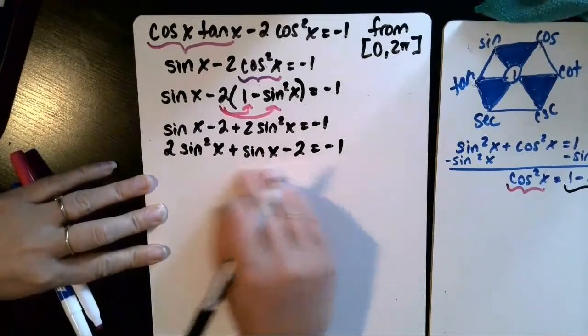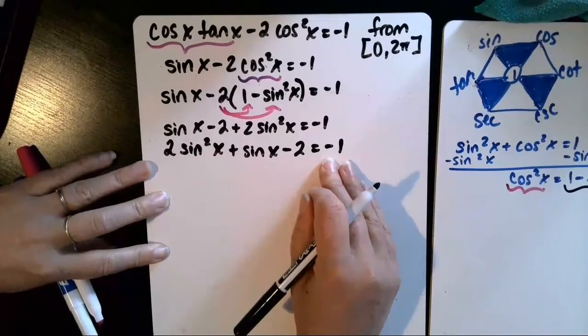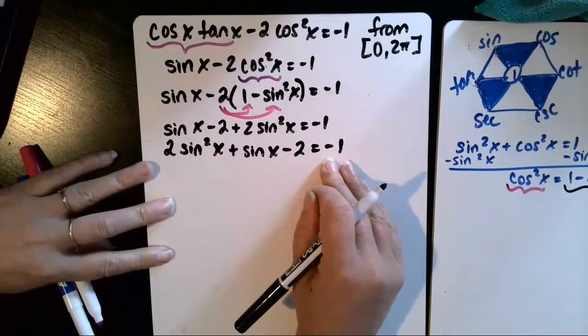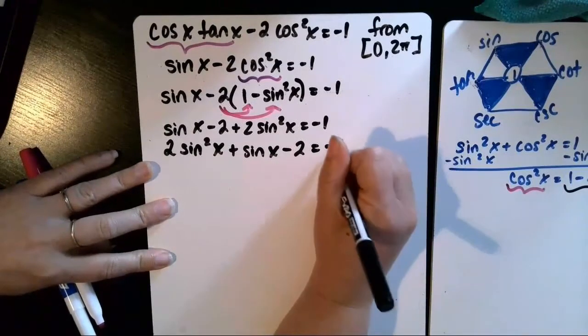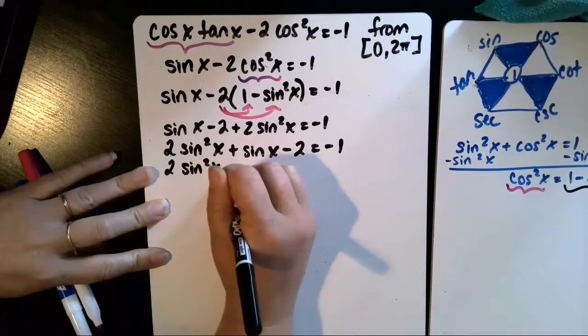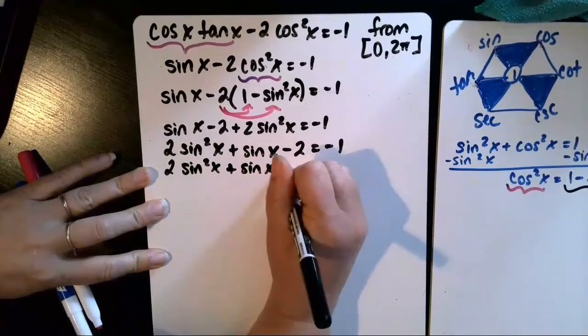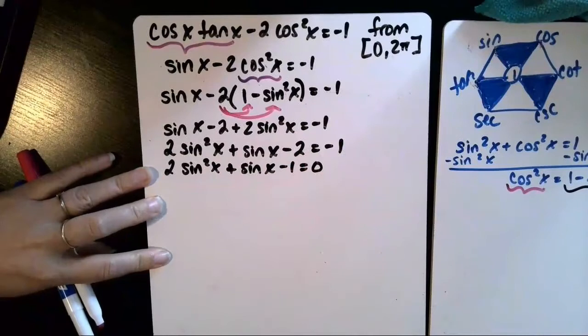Since this is quadratic, we remember that we need to get it set equal to 0, so we can either factor or use the quadratic formula. So if we add this 1 over to the other side, we'll have 2 sine squared x plus sine x, and then -2 plus 1 is a -1 equals 0.